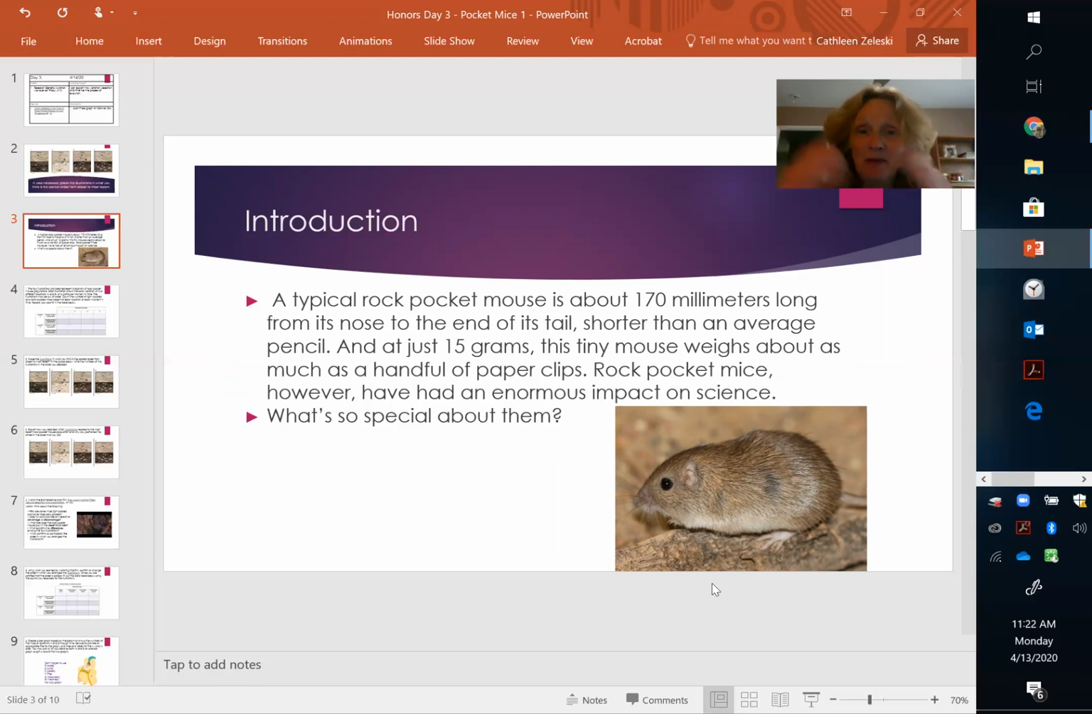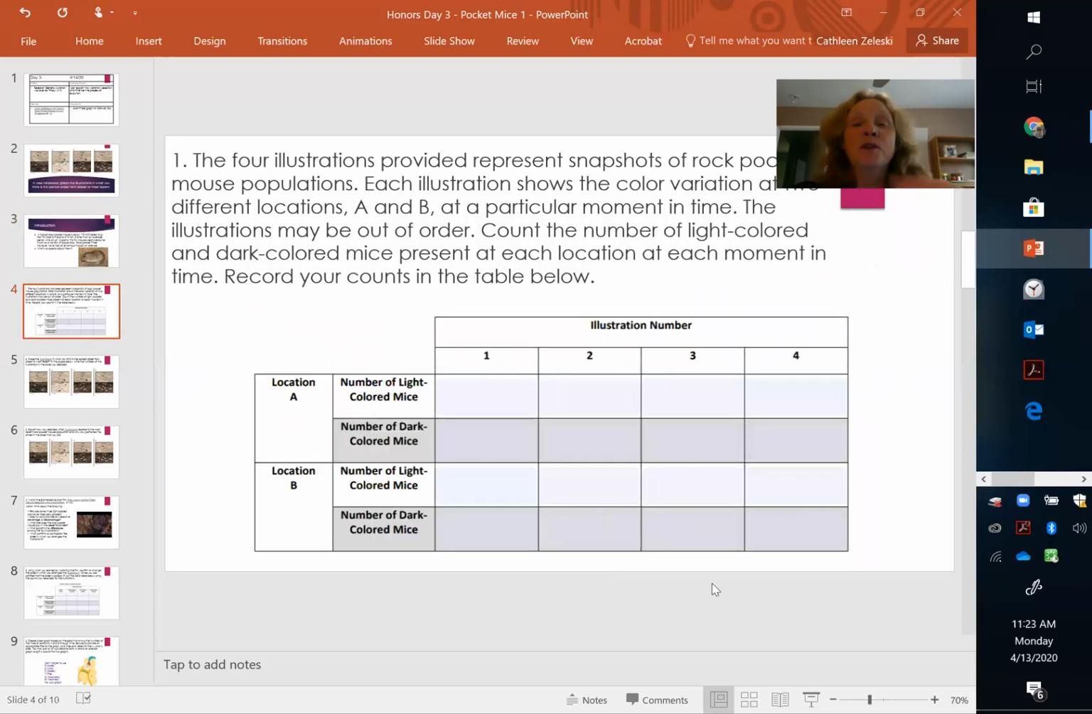And most of it is tail, by the way. It's only about 15 grams, and this tiny little mouse weighs about as much as a handful of paper clips. It's really super light. The rock pocket mouse, however, has had an enormous impact on science. So the question is, what's so special about them? That's what we're doing in this activity, thinking in terms of the learning target. Those 4 illustrations are going to provide you with snapshots of the rock pocket mouse populations.